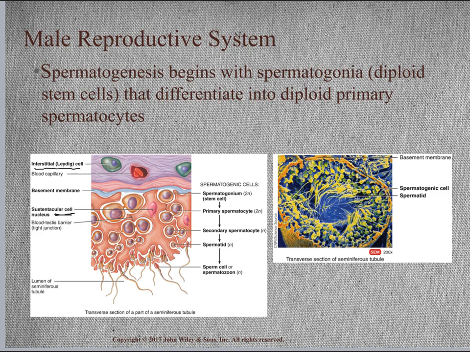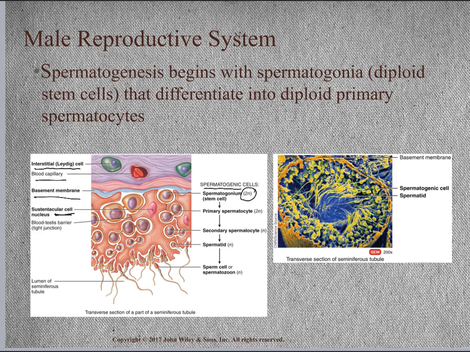Now, let's look at some of our structures. We have some blood capillaries that are nourishing this area. We have a basement membrane. Now, below that, we have our process, our spermatogenic cells. So these stem cells, they're called spermatogonium. Now notice that these stem cells are diploid. They are 2N, so they contain all the male's genetic information.